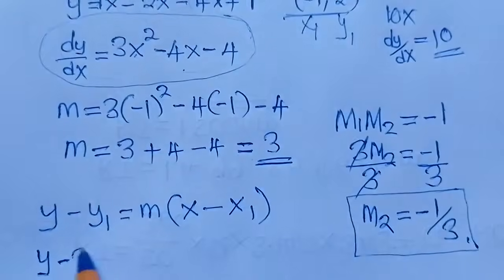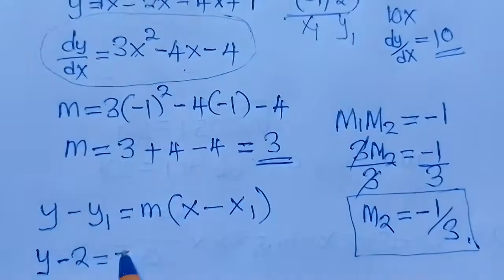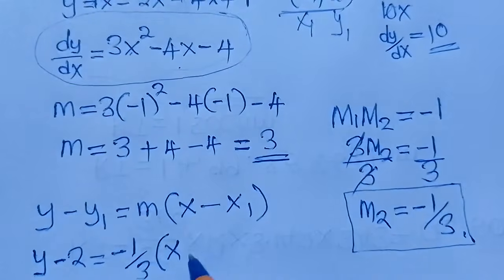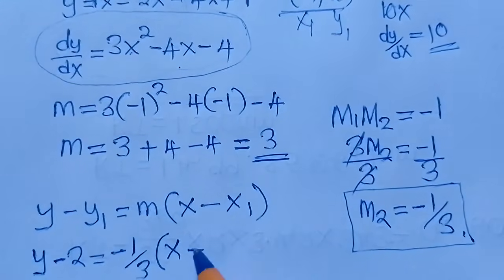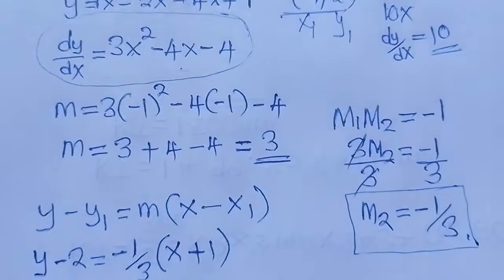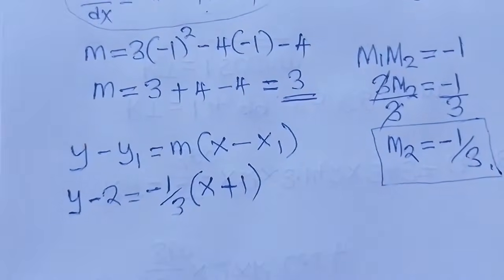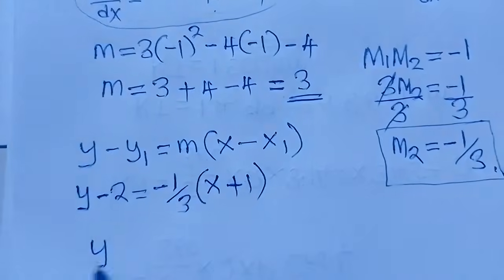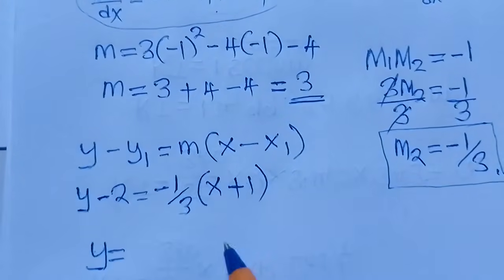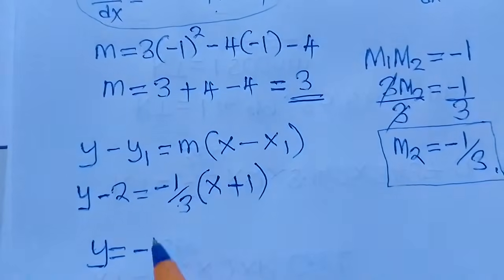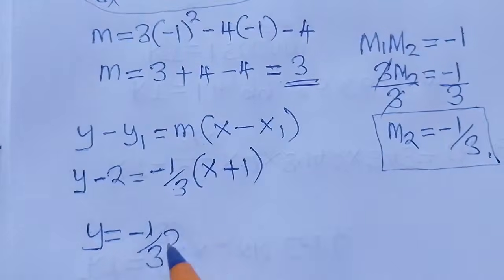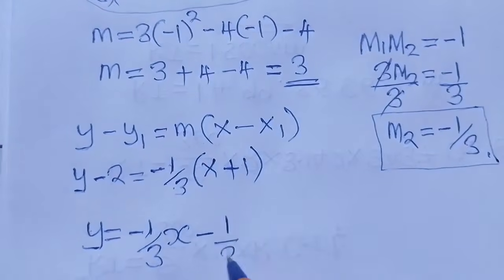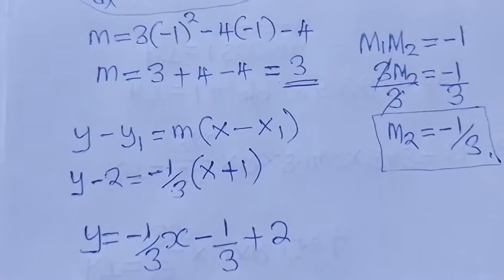y1, it is 2, which is equal to gradient -1 over 3, open bracket. What is your x? This one is constant, minus x1 is -1, so here plus 1. I do this. Then I simplify this part. This times that, that's -1 over 3x, minus 1 times 1, 1 over 3, then plus a 2 that came here, like this.